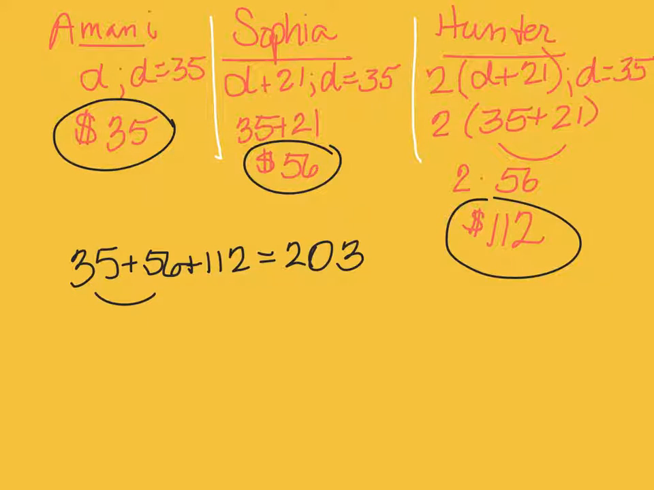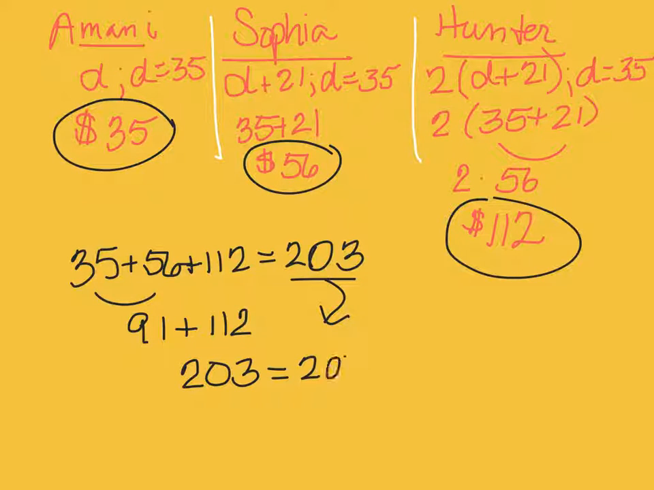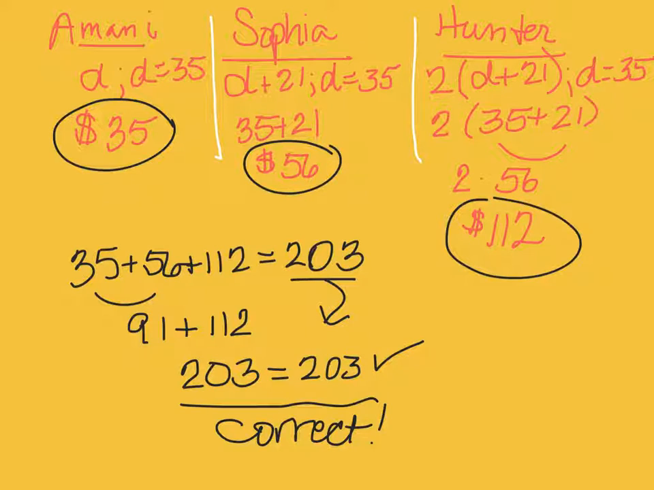35 plus 56. Well, 30 plus 50 is 80. 5 plus 6 is 11. So 80 plus 11 is 91 plus 112. 91 plus 112. Well, 110 plus 90 more is 200. And 1 plus 2 is 3, so that's 203. I'll bring this down. 203 is in fact equal to 203, so I know that this tells me that my answers above must be correct. Nice job.